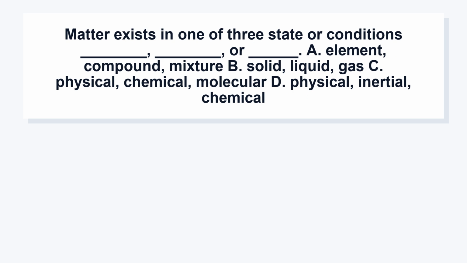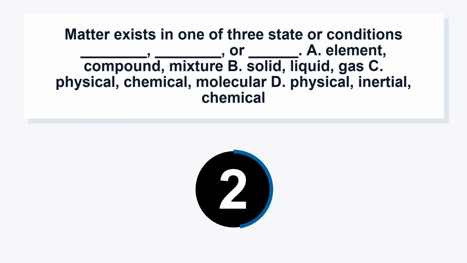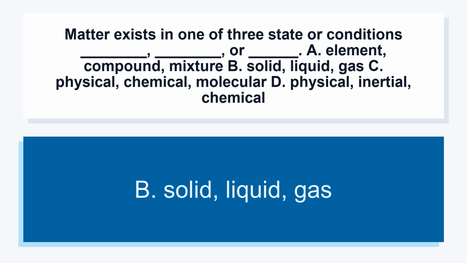Matter exists in one of three states or conditions: _____. A. Element, compound, mixture. B. Solid, liquid, gas. C. Physical, chemical, molecular. D. Physical, inertial, chemical. B. Solid, liquid, gas.